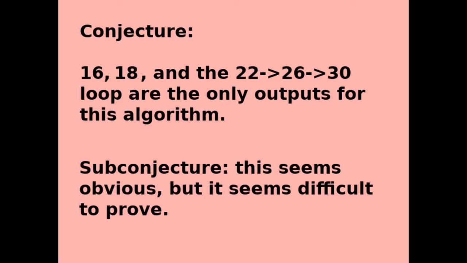My basic conjecture is that the three outputs for this algorithm are 16, 18, and the 22, 26, 30 loop. To me, this seems obvious, but I have no idea how I would prove it.